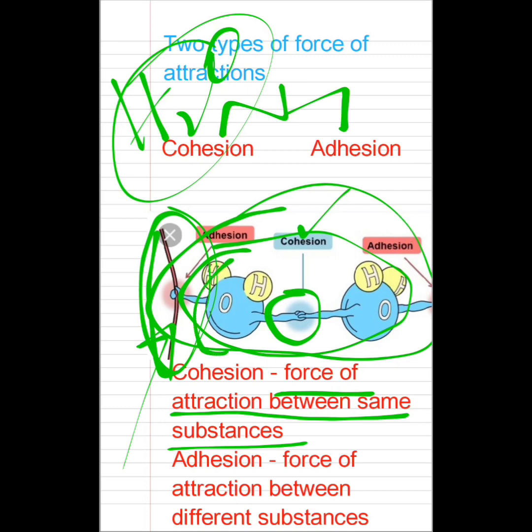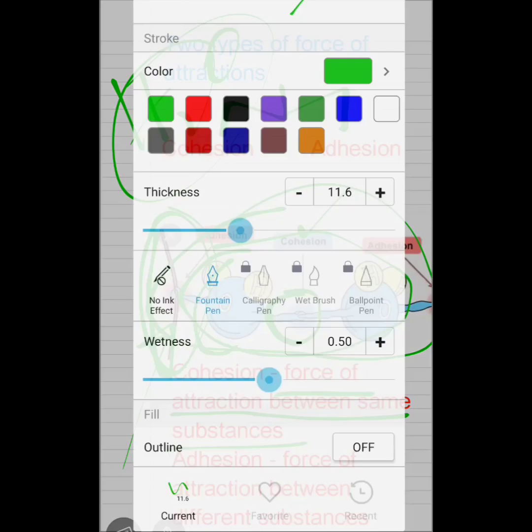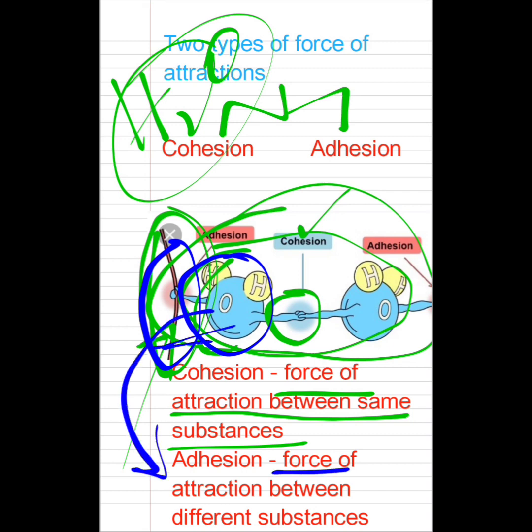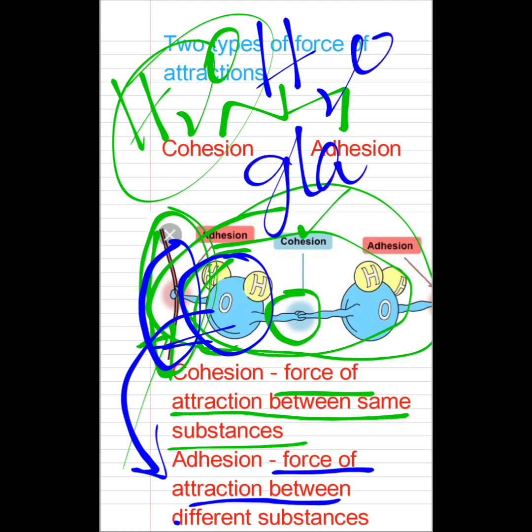But these water molecules also hold the glass surface tightly. This is called adhesion. So adhesion is the force of attraction between different substances. Why different substances? Because one is water, another is glass. In cohesion, why same substances? Because both are water molecules.